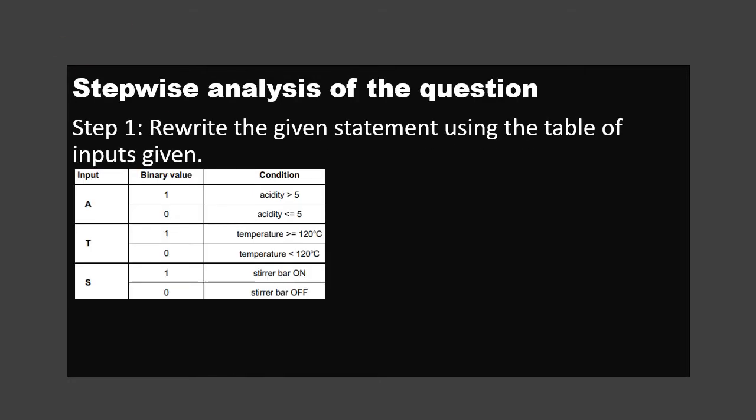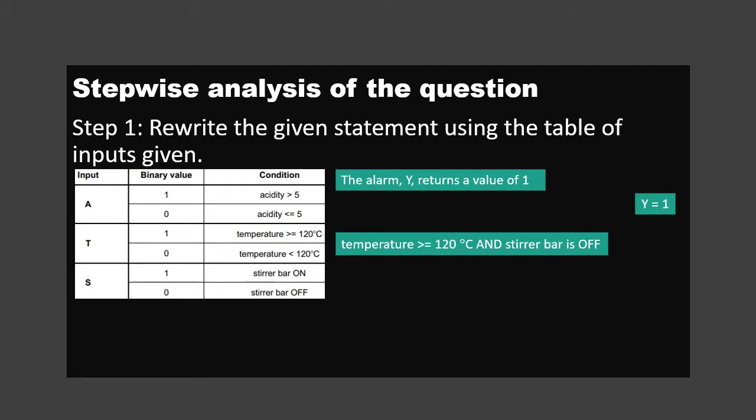Step 1 will be to rewrite the given statement using the table of inputs given. This is the table we saw in part 2 of the question, and in part 3 we have seen a statement, so we'll just write it in different steps. The first step is: the alarm Y returns a value of 1. So this was also very evident from the first part of the question, which says that Y is equal to 1.